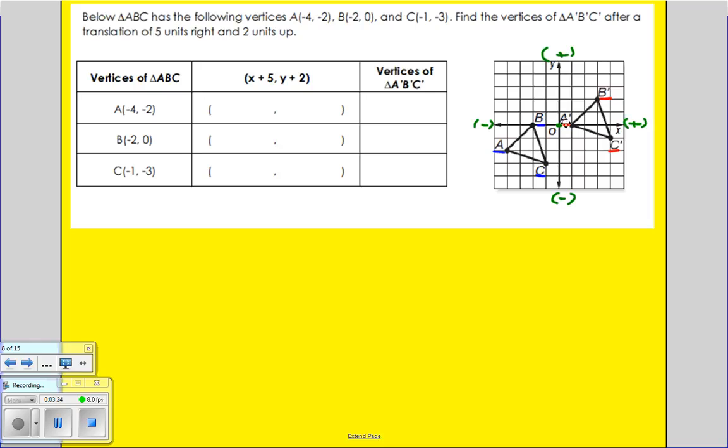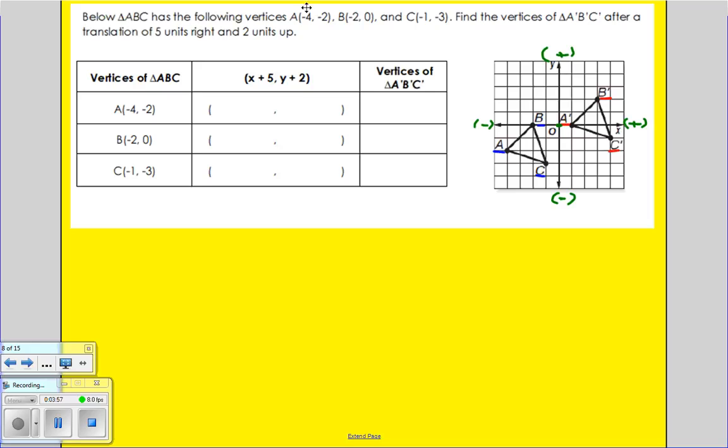Okay, so we're looking at -4, -2. The x-coordinate always goes first. So -4 on the x-axis, 1, 2, 3, 4. And then -2 on the y-axis is down 2, and that would give me my point A. Point B is at -2, 0. We start in the 0, 0 spot again. Point B is on the x-axis at -2, and then on the y-axis at 0. So there's where it is right here. And C is at -1, -3. Okay?